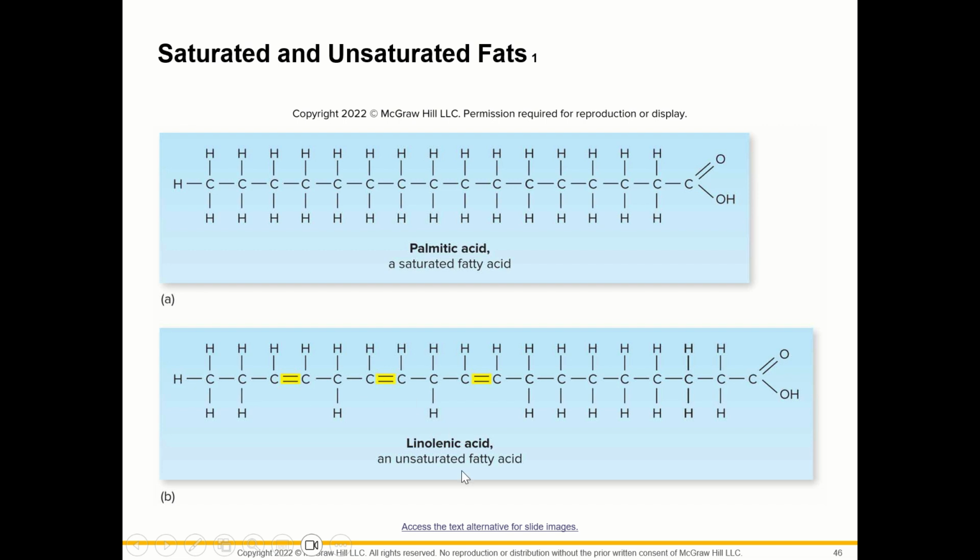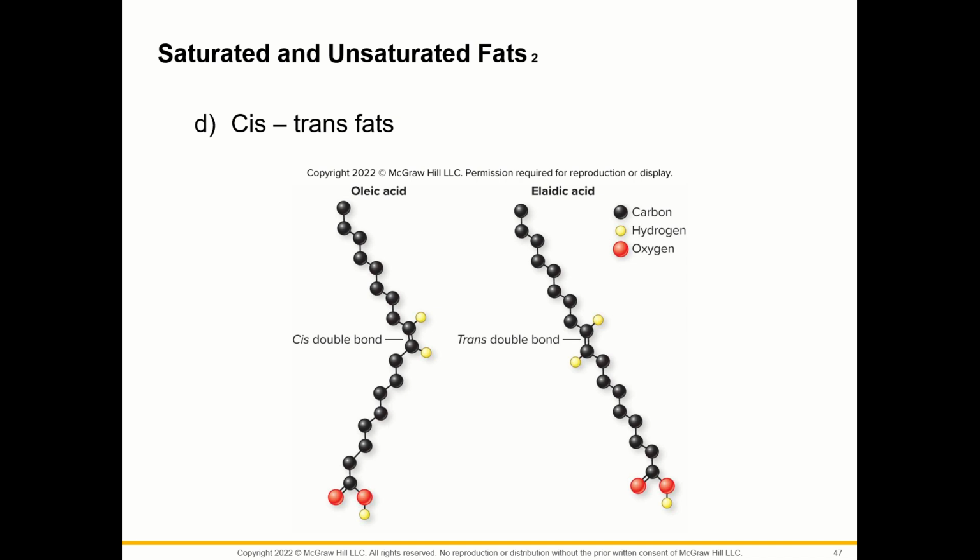And sometimes they curl. So it's showing it linear here in this illustration. But in reality, we see that it can curl and bend and all that. And so here is the cis to trans fats in figure 2.19.